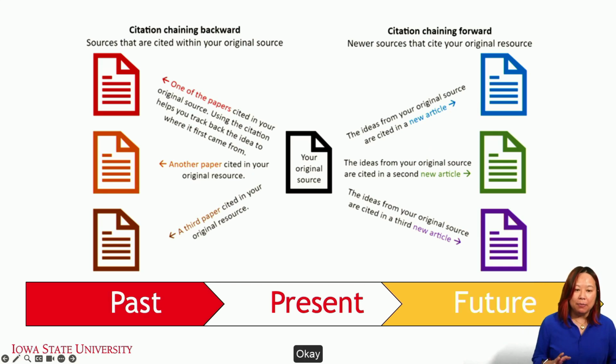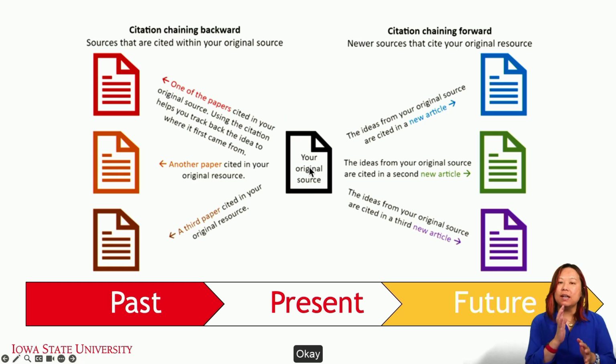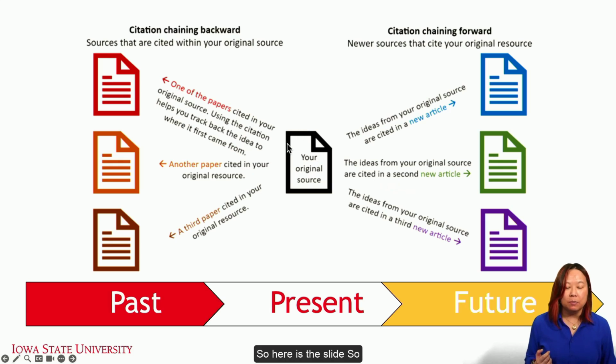So here is this graphic in a little bit more detail. And the reason why I put it here is because I want you to think of citation chaining as a timeline. All right? This right here is your original source. It's whatever paper you pulled up when you used Google Scholar or when you went to Parks Library or whatever. This is your original paper.